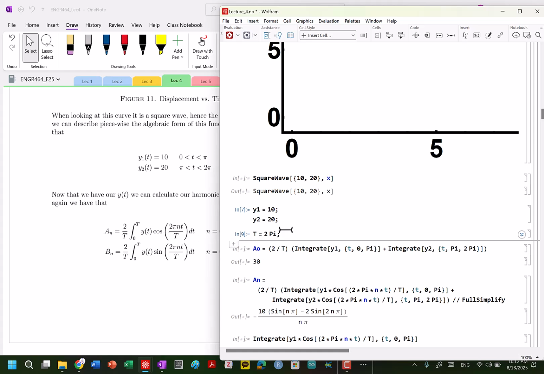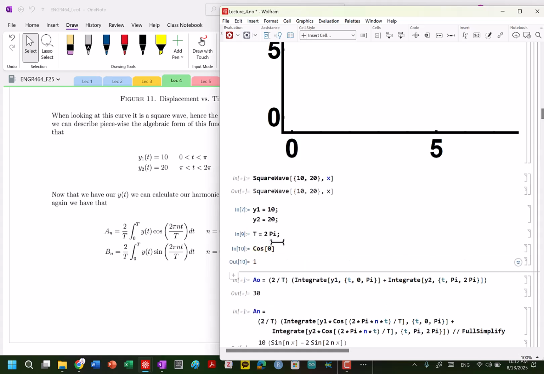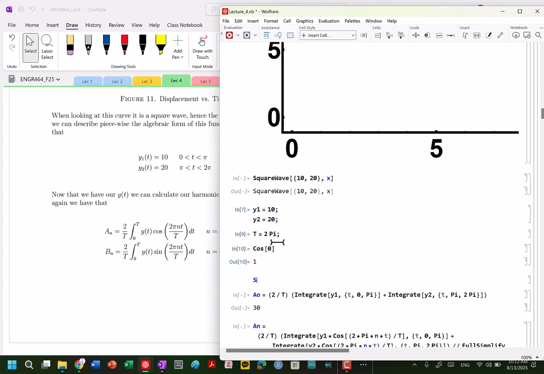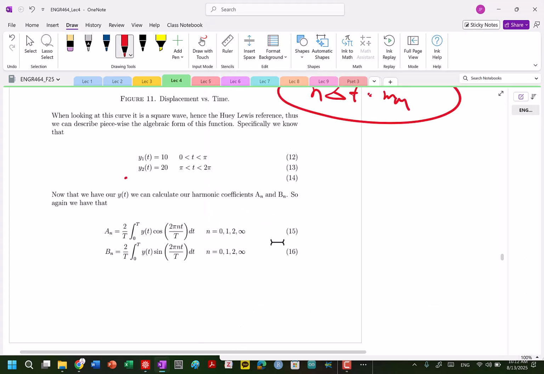What is cosine of 0? Because we're just substituting in that n. Cosine of 0 is what? 1. What about sine of 0? 0. This is really important. B of 0 is always 0. A of 0 is just basically we're removing essentially all the cosine information.